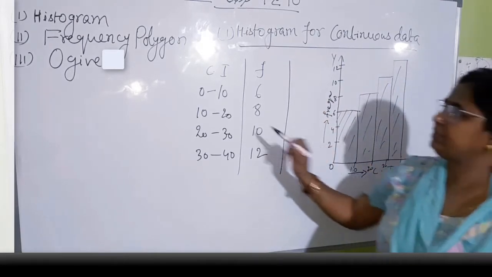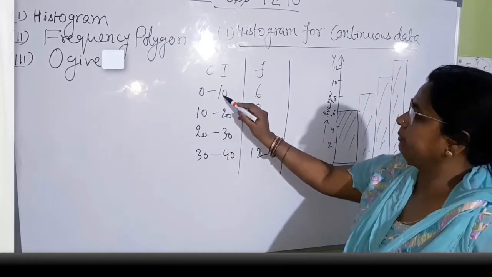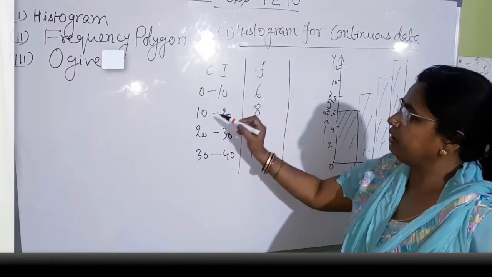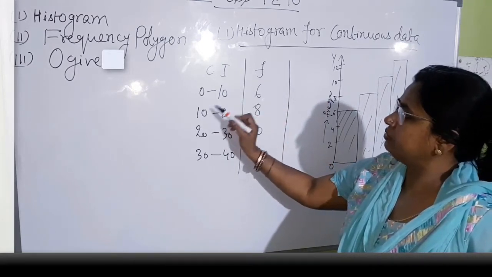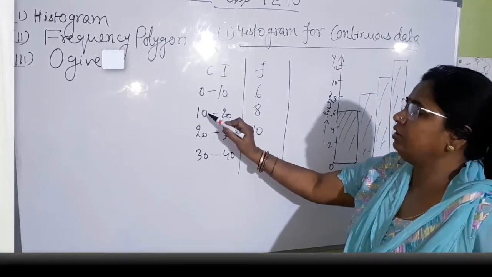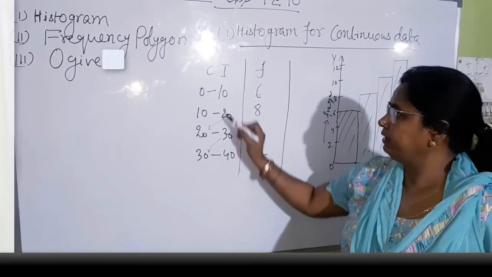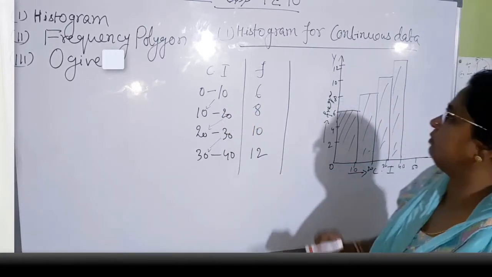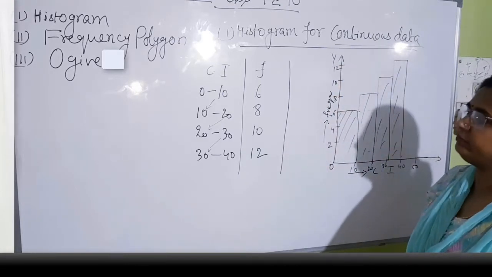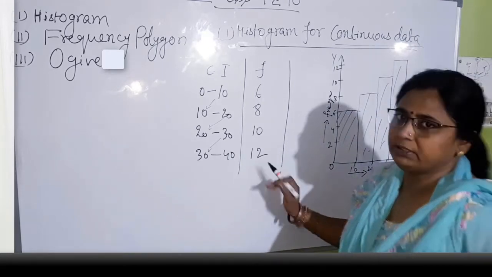Continuous means the upper limit of the first class coincides with the lower limit of the second class. You can see it, all are equal. It is called continuous data or exclusive data.